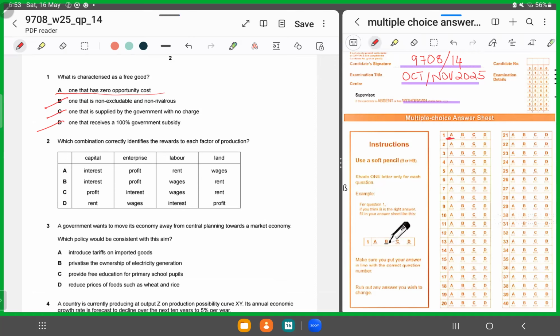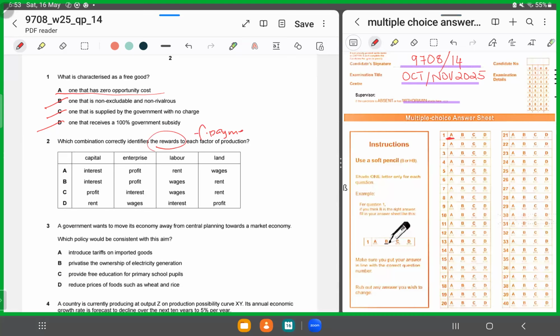Moving forward, MCQ number 2. MCQ number 2 says which combination correctly identifies the rewards to each factor of production. Now notice under each of the factors of production, land, labor, enterprise and capital, what are the rewards? That means the factor payments. Rewards mean factor payments.